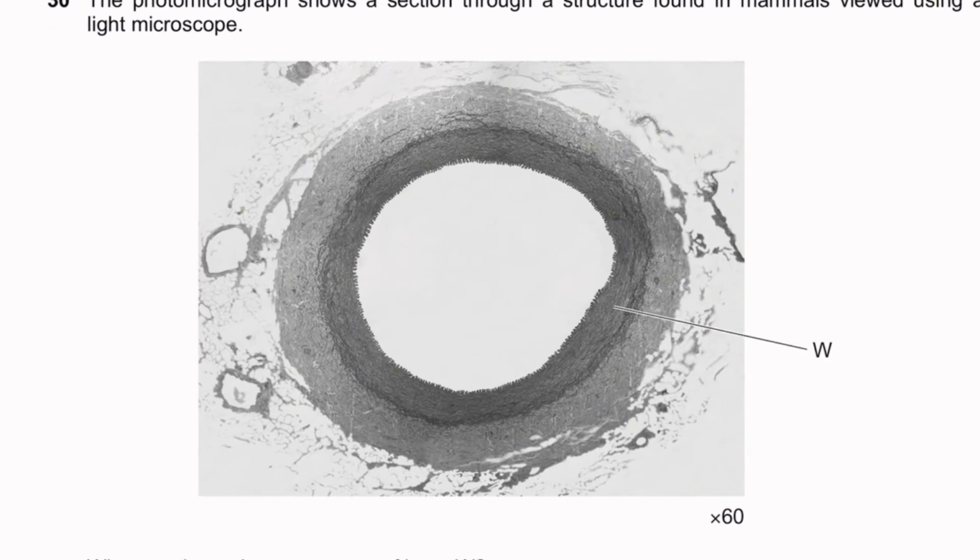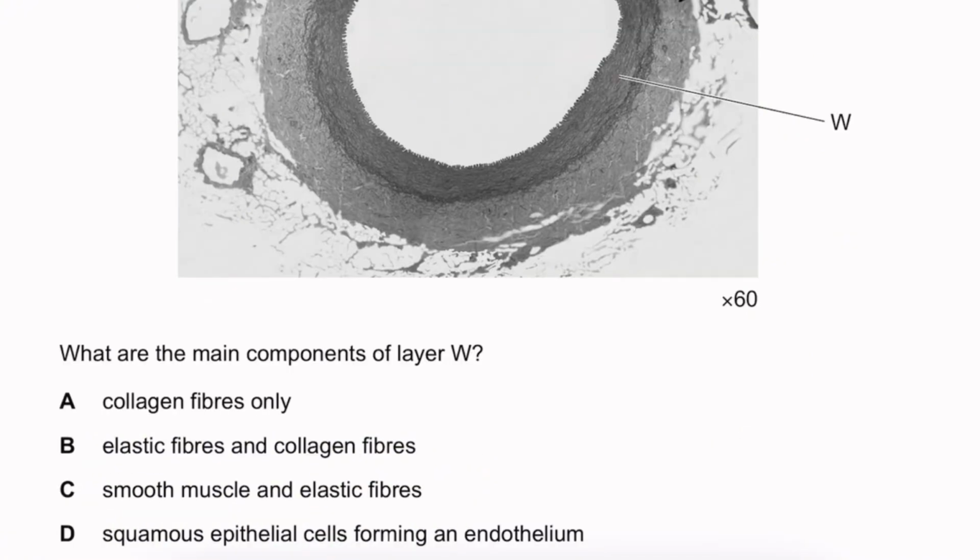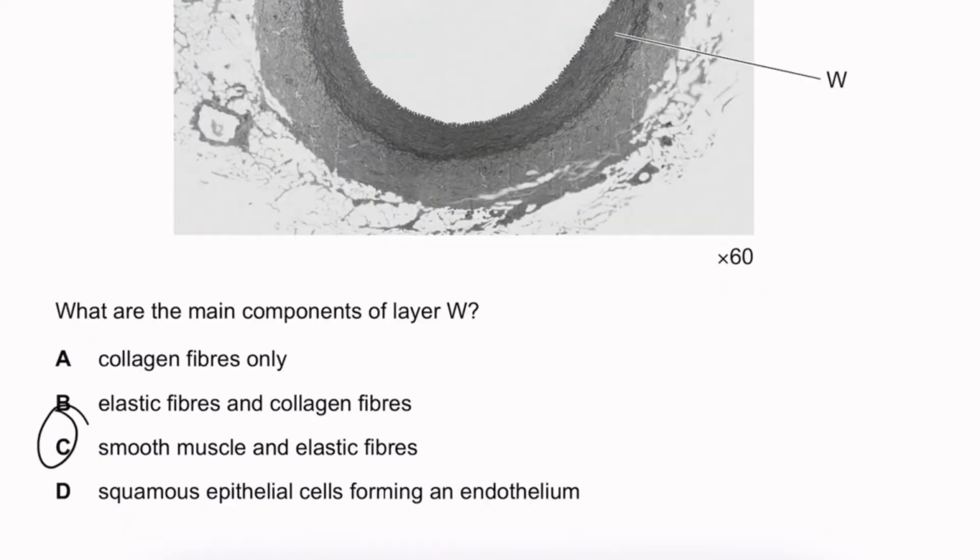So we have here W, which is the second, if not the innermost structure. What are the main components of layer W? Collagen fibers. Actually, collagen fibers are mainly in the final layer. However, the middle layer is going to mainly contain elastic fibers and smooth muscle, and based on the ratio of elastic fibers to smooth muscle, we would determine if it's an elastic artery or a muscular artery. So smooth muscle and elastic fibers, exactly.